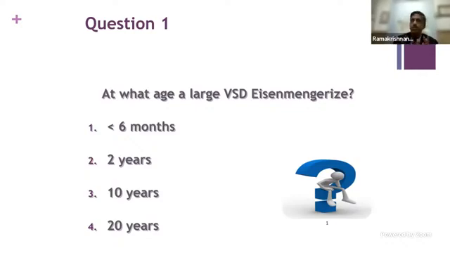So I've tried to introduce some important key concepts. I will reiterate again. A large VSD Eisenmengerizes starting by around 2 years of life. In a few situations, it can happen very early also. And ASD generally Eisenmengerizes by around the 3rd and 4th decade of life. In some rare situations, it can Eisenmengerize early, when the PA pressure becomes suprasystemic in ASD. We all think that mostly it is a superimposition of IPH on top of ASD.